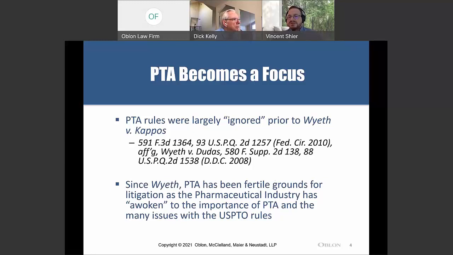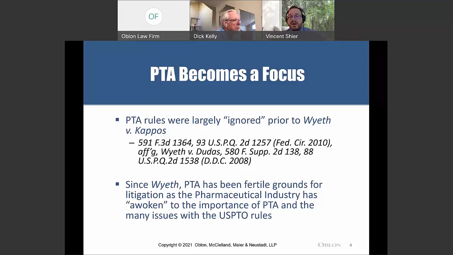Largely, the patent term adjustment rules were not brought under significant scrutiny during the first 15 years that they existed, largely because most patents that were in force were not concerned with patent term adjustment at that time. And so that changed with the Wyeth v. Kappos case in the late 2000s.